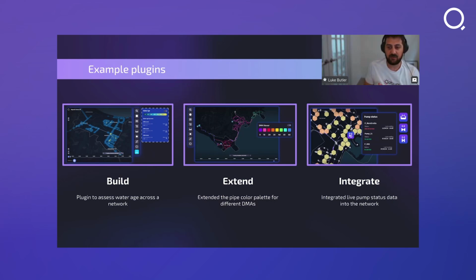Or you could integrate new data, right? So you can bring in your own custom live information. You can display that on top. It could be sensor data. It could be locations of personnel or burst events. And then there are also 2 ways you can send that data to external services as well.